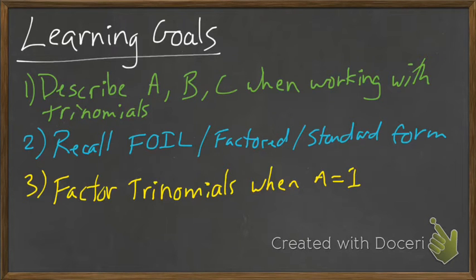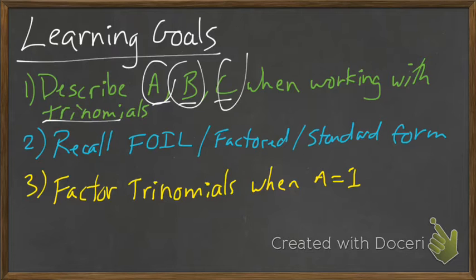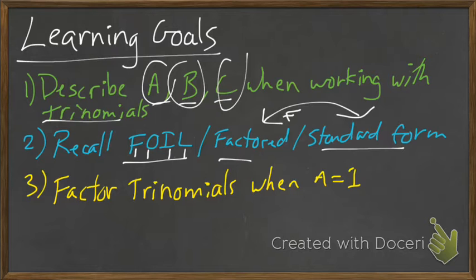Learning goals for this lesson. First thing we're going to do is describe A, B, and C when working with trinomials. We have talked about these values before. It could just be the case that we've never actually given them the name A, B, and C, but it will make sense when we see it in play. We're going to recall FOIL: first, outside, inside, last, and factored in standard form, and how these two coincide with each other between foiling and factoring. I'm just going to write fact because I don't have any room there.